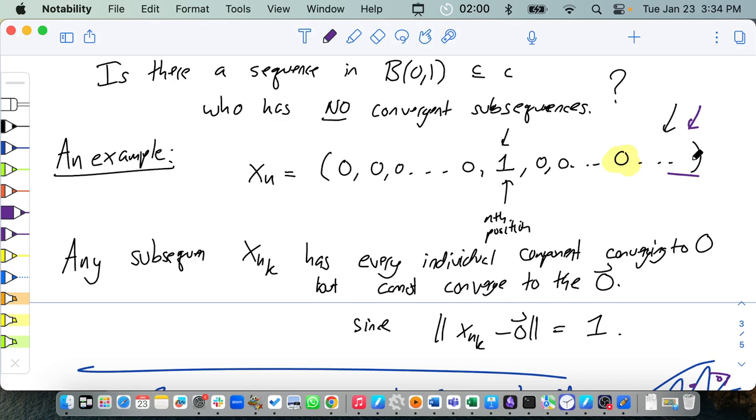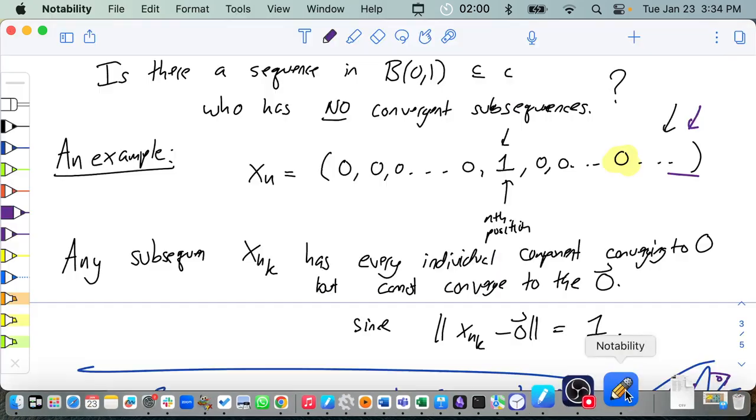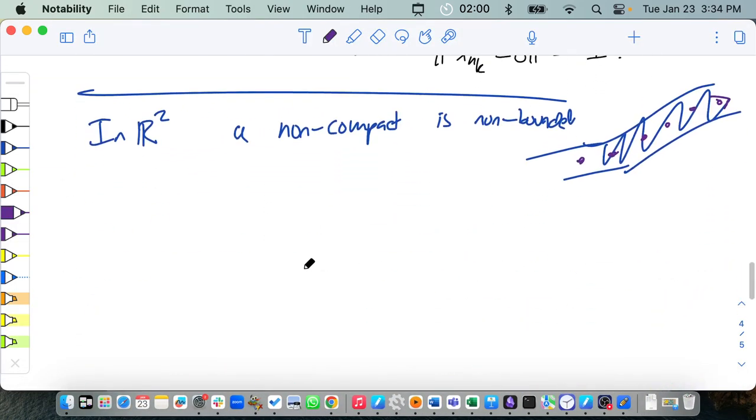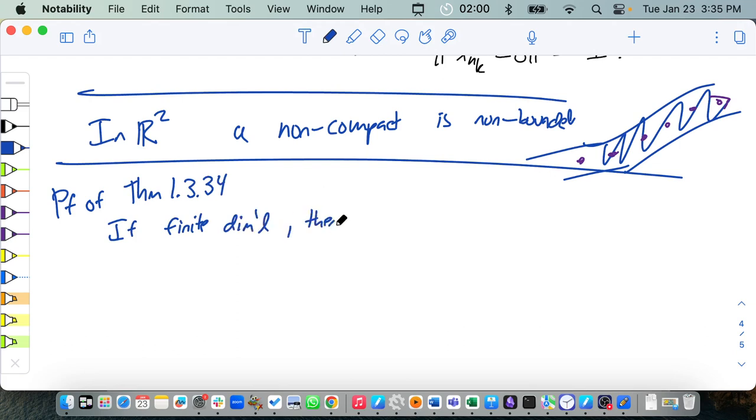Okay, let's do the proof. So I'm going to prove this thing: the closed unit ball is compact if and only if the space is finite dimensional. And one direction is pretty easy. This is the proof of Theorem 1.3.34. We're proving that if it's finite dimensional, then the closed unit ball is compact.